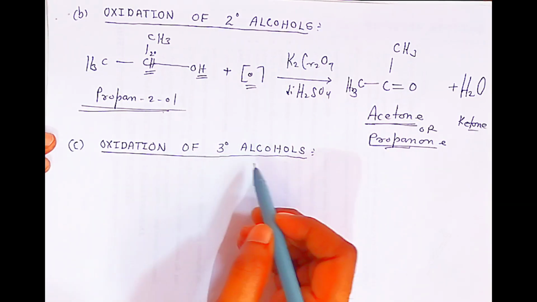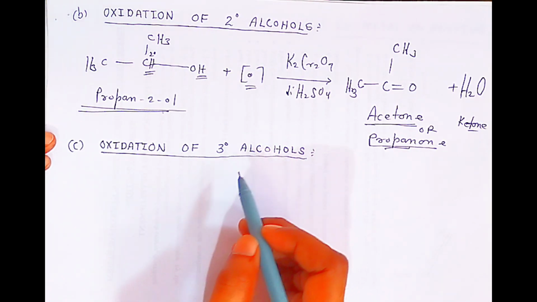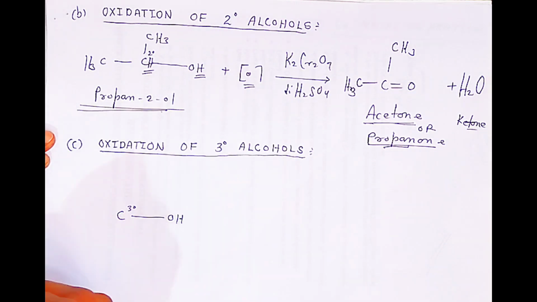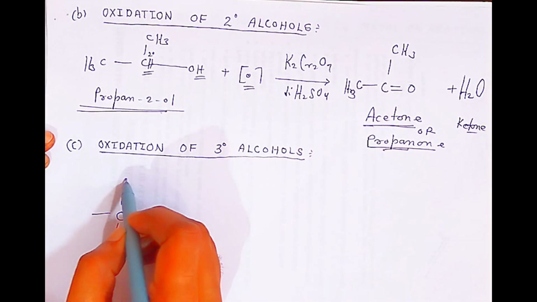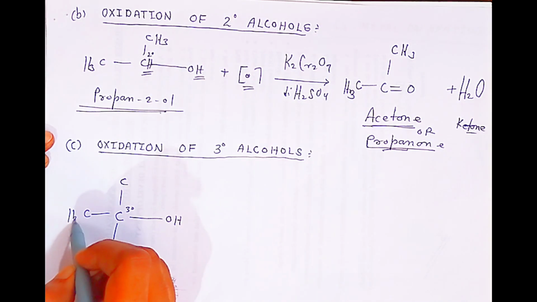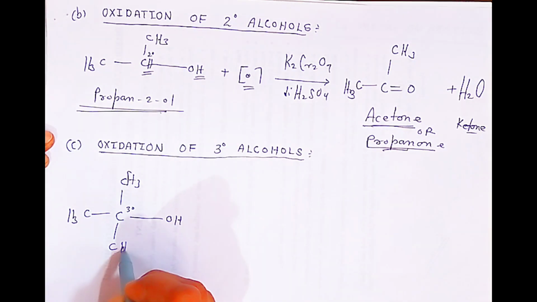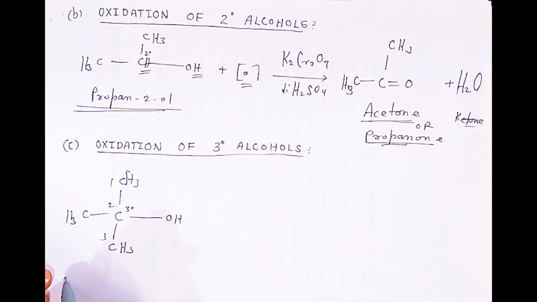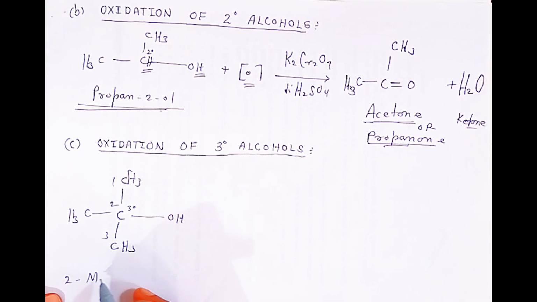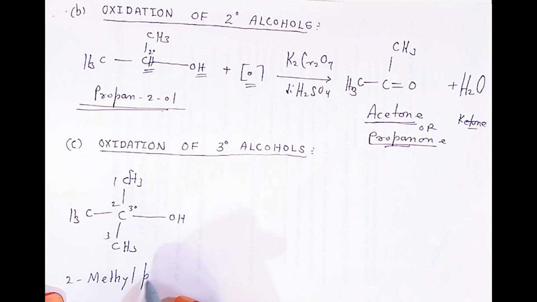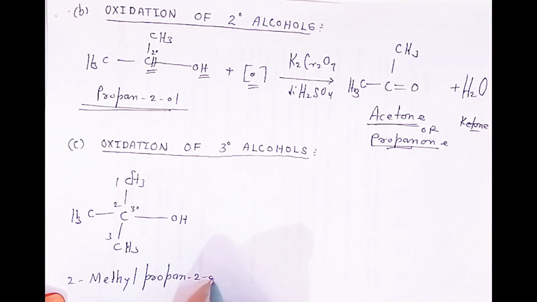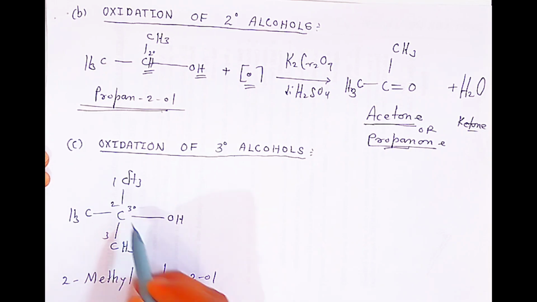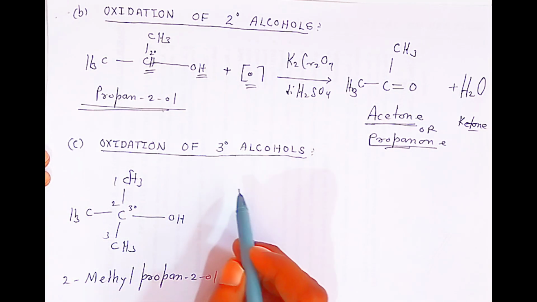Now students, oxidation of third degree alcohol. How is third degree alcohol converted? When the hydroxyl group is attached to the third degree carbon, we call it third degree alcohol. So this is the structure, students. I have taken 2-methylpropan-2-ol, which will be the third degree alcohol. Why is it third degree? OH is attached to a third degree carbon. So this type of alcohol we call third degree alcohol.